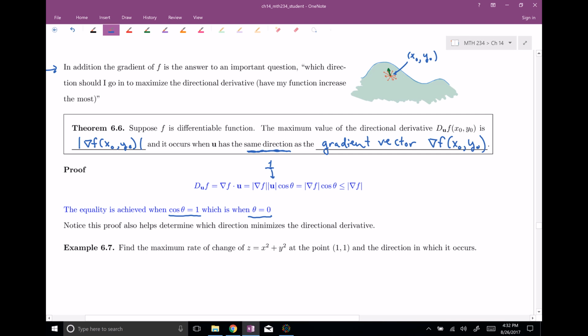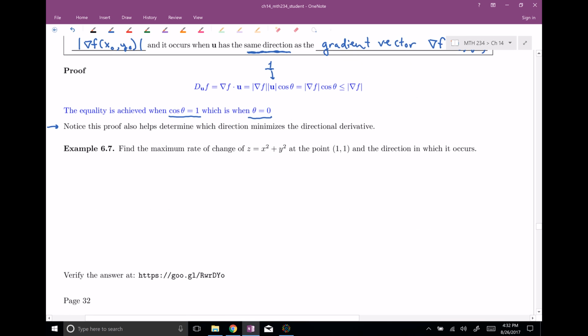Notice that this proof actually helps us do more. We can determine which direction minimizes the directional derivative, if you want to make this as small as possible. We'll get into that more in class. So let's apply this theorem really quick to finish up this video.